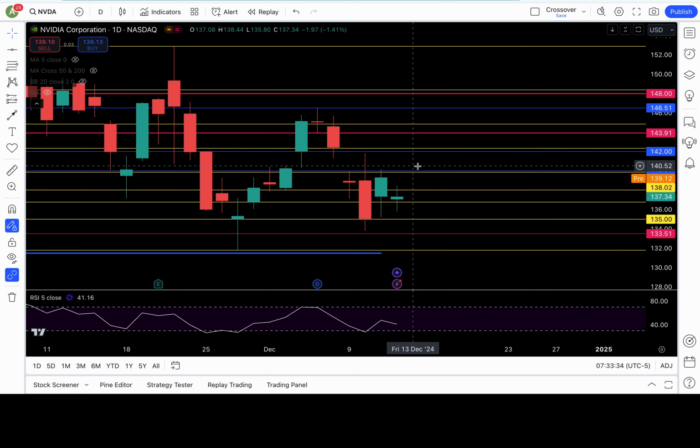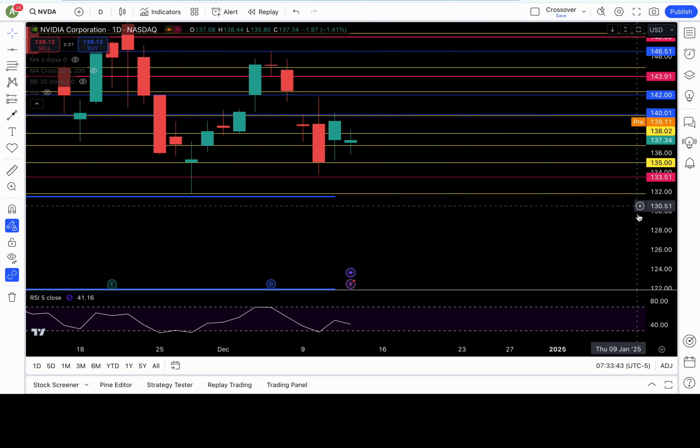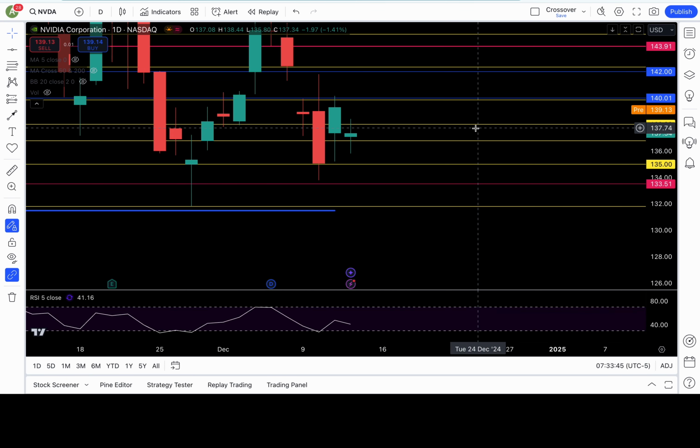Does that make sense? So if we clear 140 and 142 long, we could get an explosive move to the upside, up to 148, maybe higher. Now, if it's to the downside, you want to look to short below 138. You want to look to short below 135, and definitely look to short below 133.5. If those levels break down, it could be an explosive move to the downside.